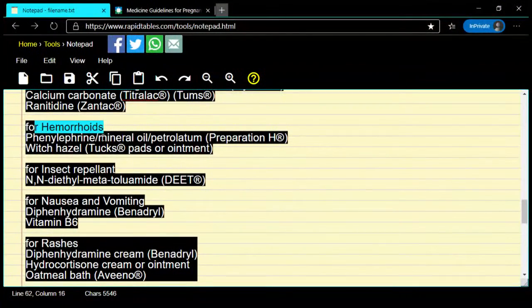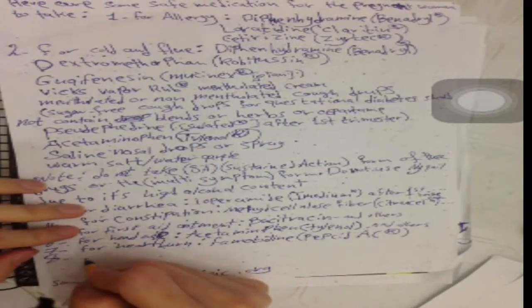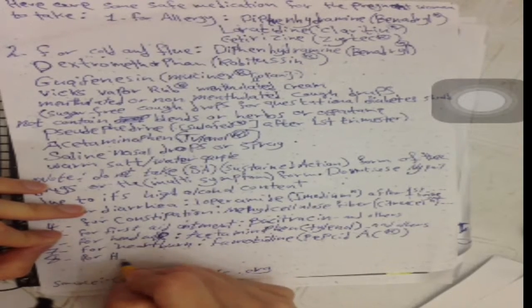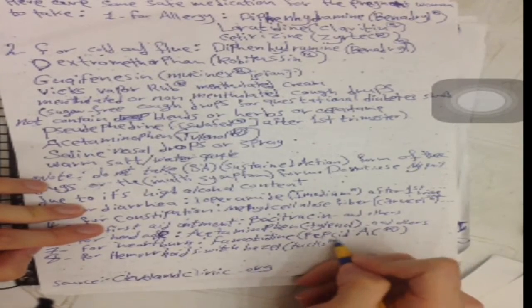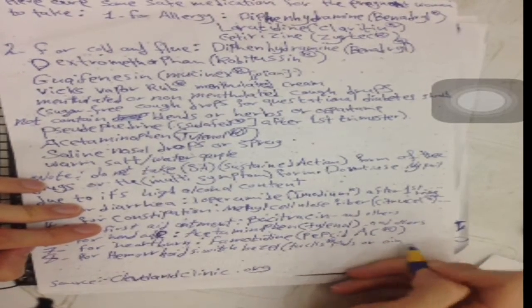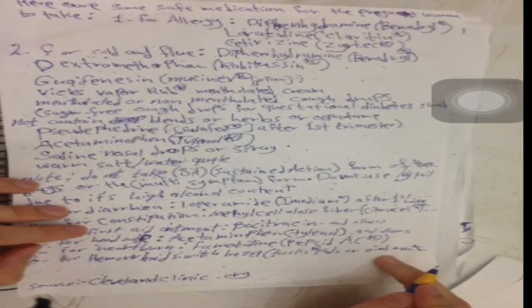Next is for hemorrhoids, and we write about this: witch hazel, Tucks pads or ointments for hemorrhoids, which are witch hazel, Tucks pads, and ointment, as we can see here. Ointment is very important.